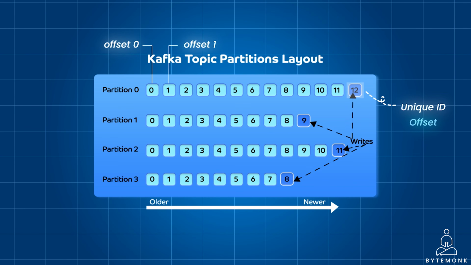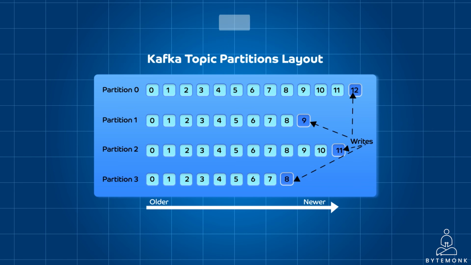This way, you can always track the exact position of a message within the partition. If something crashes, you can restart reading from the last processed message, avoiding duplicates or missed data. So offsets ensure messages within a partition are processed in the exact order they arrived. Without them, it would be chaos.